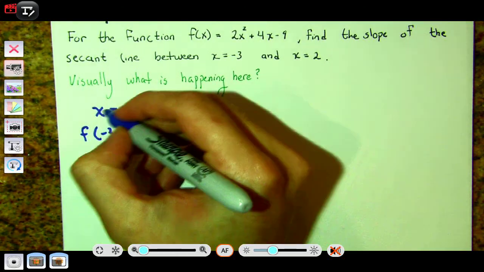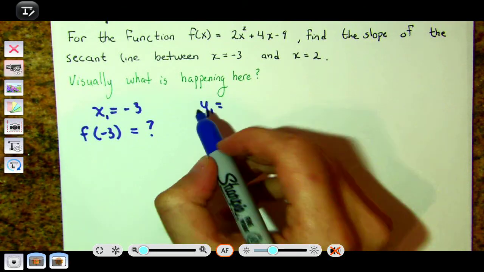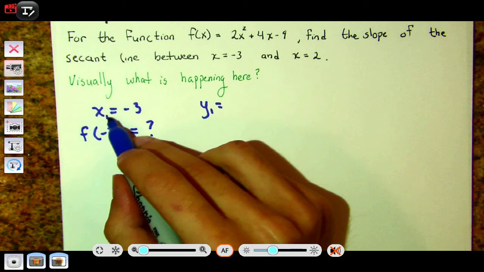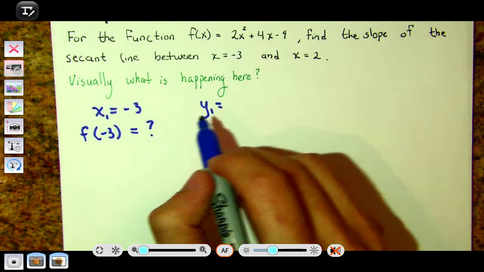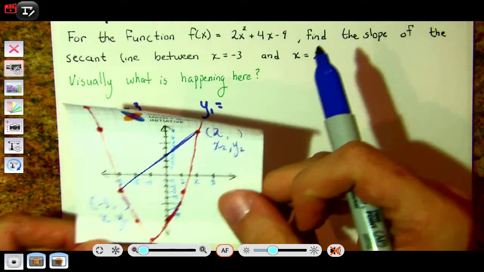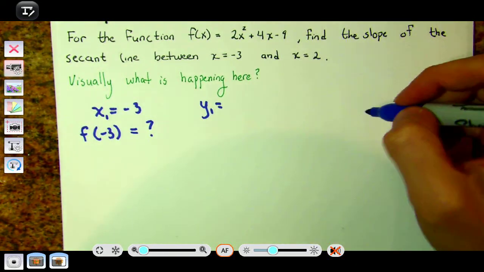If this is our x sub 1, to find our y sub 1, the y value that corresponds to this x input, we just plug this -3 into this function, and it gives us the y value that we wanted to calculate. And we need to do that for 2 as well. So we need to find f of -3, and we also need to find f of 2.